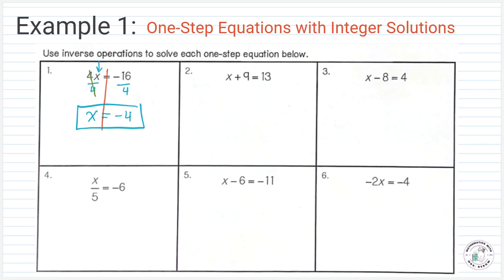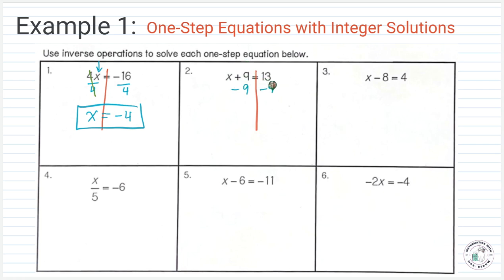So for the second one, x plus 9 equals 13. Again, if it helps, draw that line just so you can visually see the left side of the equation from the right-hand side. And now we're going to undo what's currently happening to x. So ask yourself, what's currently happening to x? Well, there's an adding 9 here. What's the opposite? It is to subtract 9.